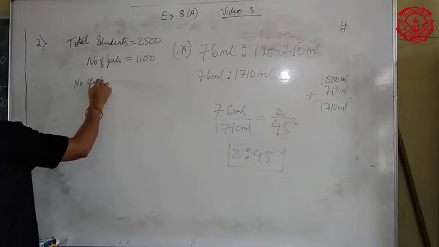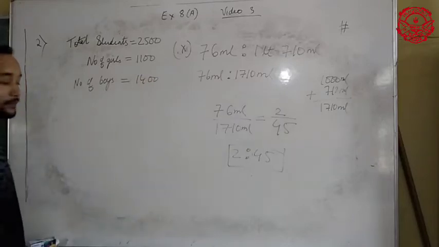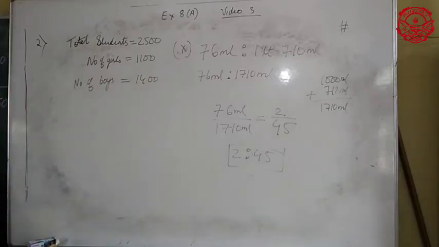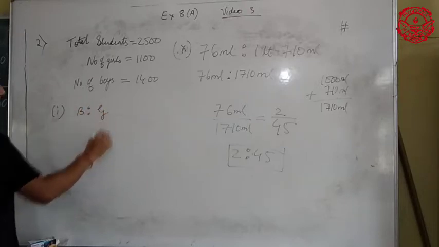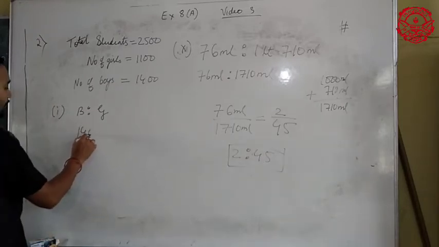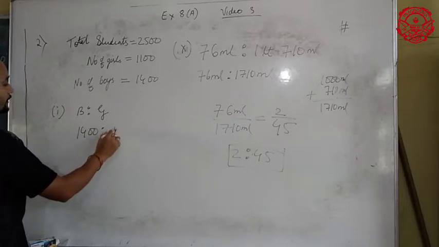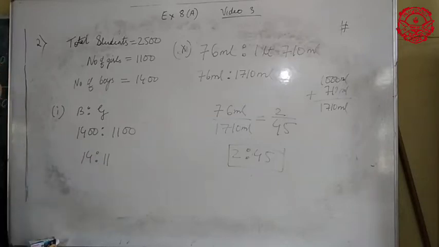We can very easily find the number of boys: 1400. The number of boys is not given in the question, so we need to find it out. Now the question is, we need to calculate some ratios. First is the number of boys to the number of girls. We need to find the ratio of boys to girls. The number of boys is 1400 and the number of girls is 1100. So very easily the answer is coming out: 14 is to 11 is our answer.